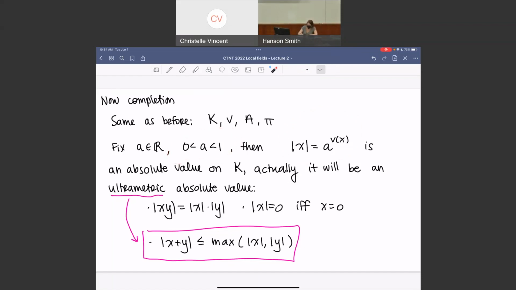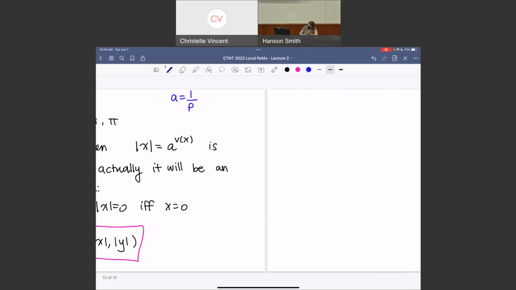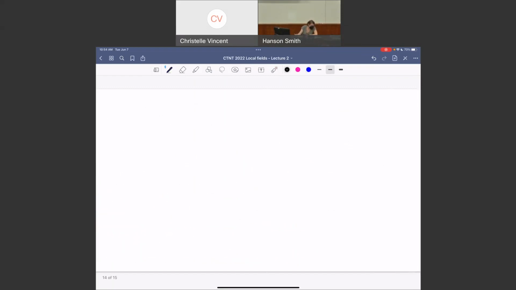Exactly. Yeah. So this is like if I was doing before a is 1 over p, so I don't have to write the negative. Yeah, yeah. Great observation. Yeah. Okay.